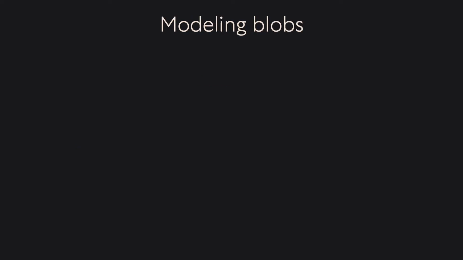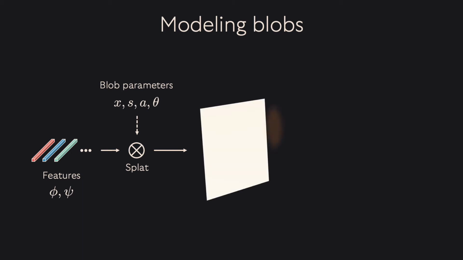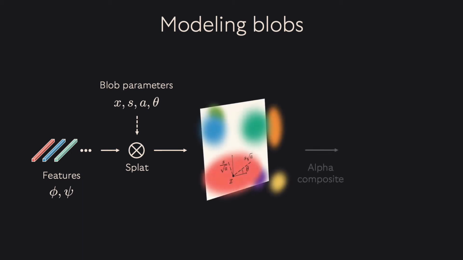For each blob, our layout network outputs both deep structure and style features, as well as spatial parameters: position, size, shape, and orientation. Features are differentiably splatted onto a depth-ordered grid, and then alpha composited back to front to yield the final blob map.